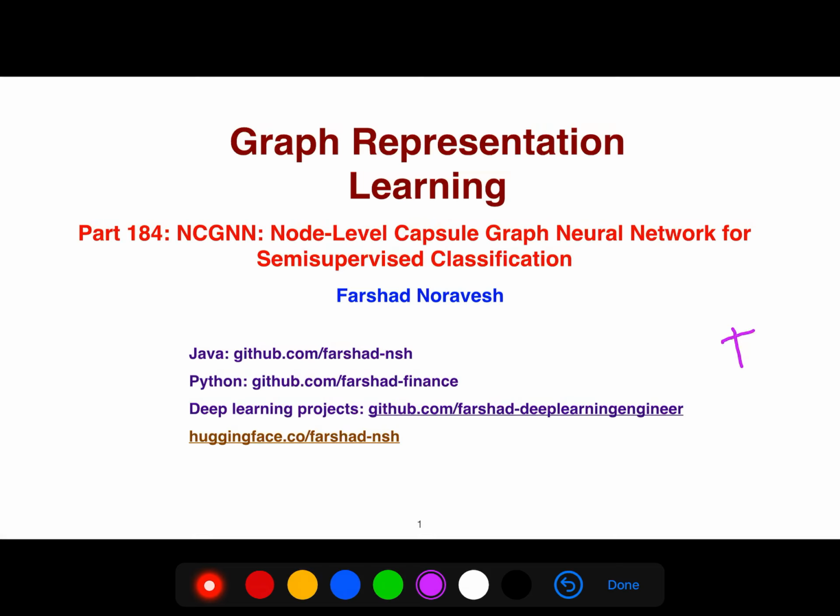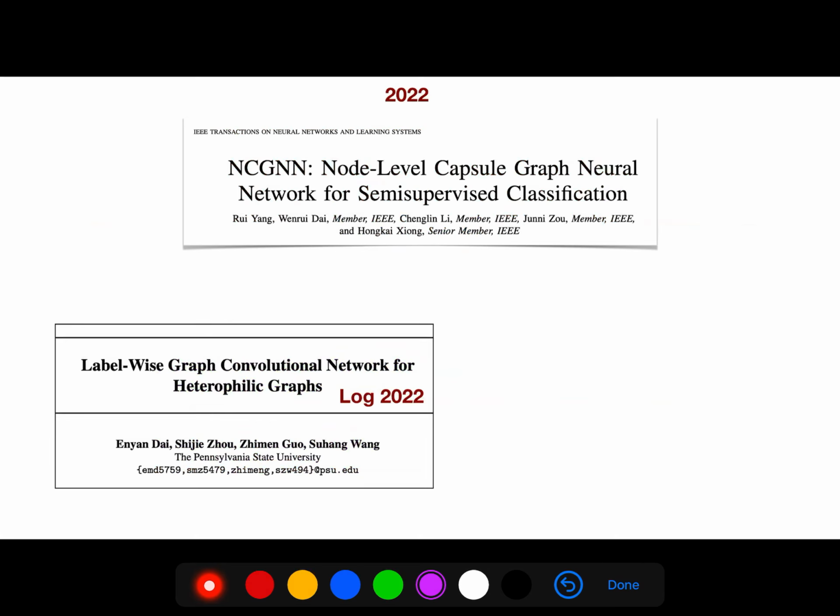Alright, so today I'm going to be explaining this important paper with the title NCGNN, Node-Level Capsule Graph Neural Network for Semi-Supervised Classification. This is an IEEE paper from 2022.